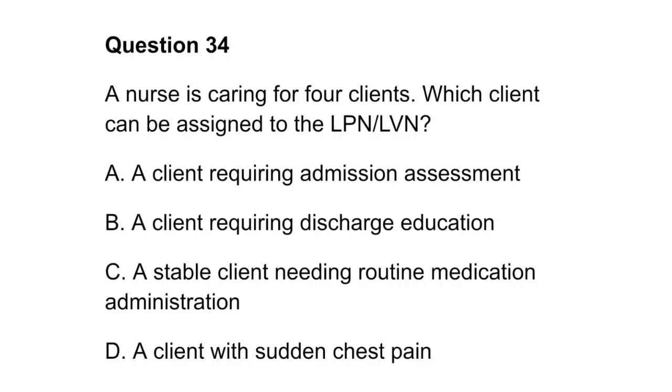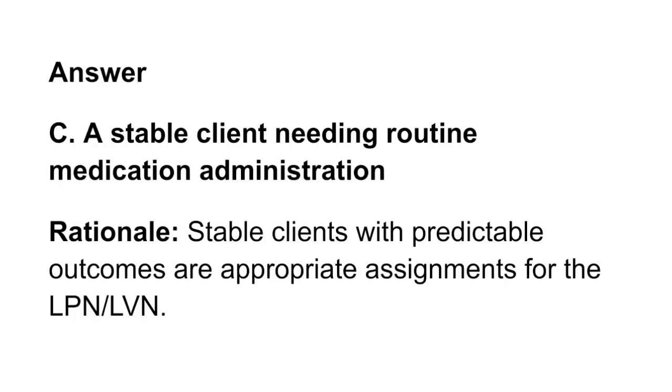Question 34. A nurse is caring for 4 clients. Which client can be assigned to the LPN/LVN? A. A client requiring admission assessment. B. A client requiring discharge education. C. A stable client needing routine medication administration. D. A client with sudden chest pain. Answer: C. A stable client needing routine medication administration. Rationale: Stable clients with predictable outcomes are appropriate assignments for the LPN/LVN.